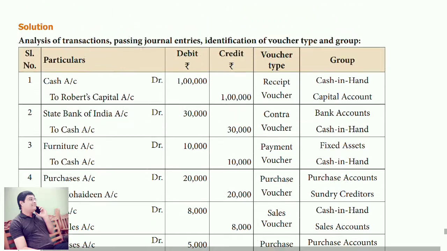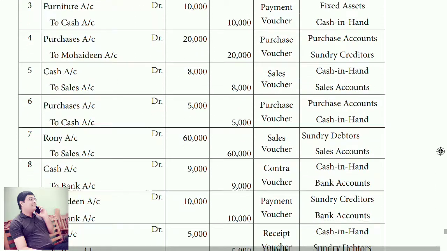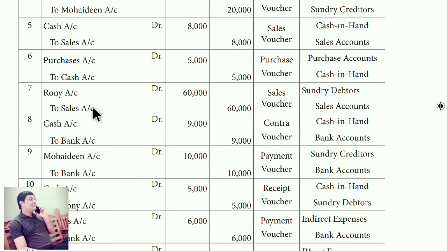Next question, the 7th one. Goods sold to Ronnie on credit. So it is a credit sale, so the name will be debited. So Ronnie account debit to sales account, 60,000. Ronnie, we made a sale, so sales voucher. Ronnie is a debtor from whom we have to receive the money, and we made the sales, so it will come under sales account.